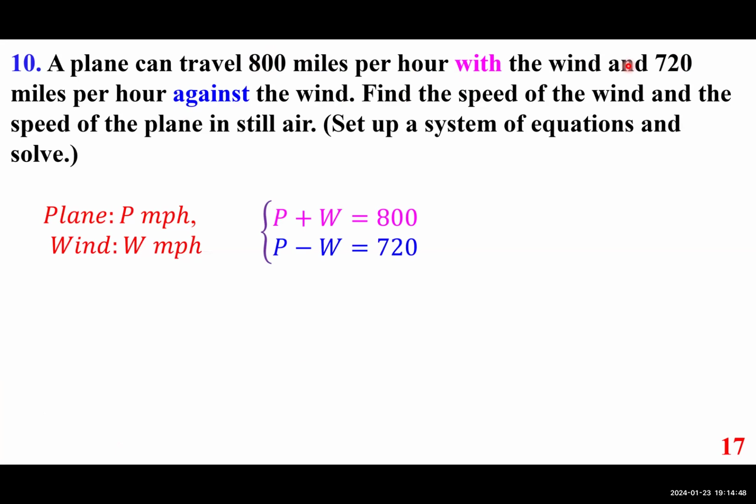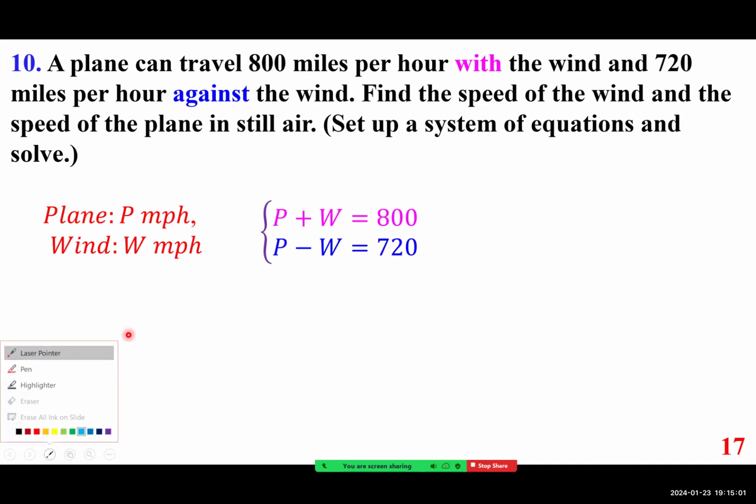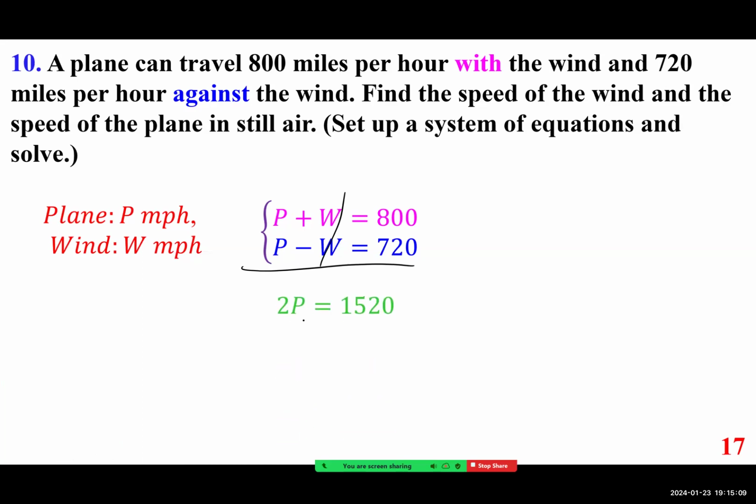And so now this is a very simple case as far as the system of equations goes. We can easily see that these two cancel each other when we add them up. So 2p is 1520. Divide by 2, and p becomes 760. If the plane is doing 760, the wind must be doing 40 miles per hour. Again, it checks with both equations. Nice and easy, not a big deal.